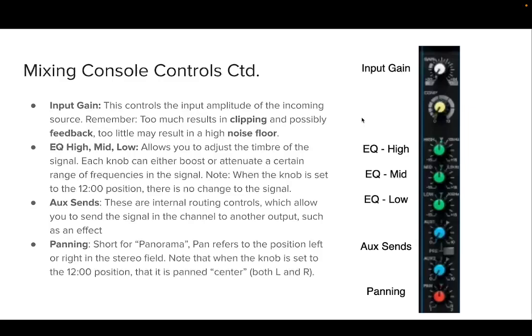The aux sends knobs are internal routing controls which allow you to send the signal or bypass the signal to another channel and to another output, such as an effect, or to route it differently beyond just the output side of the mixer. Those are useful for applying compressors or effects to your input signal and then routing that back in to your channel. This gives you some control over how much effect is being applied to that particular channel.